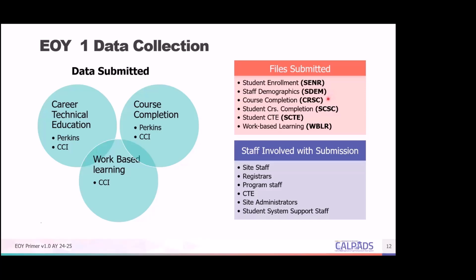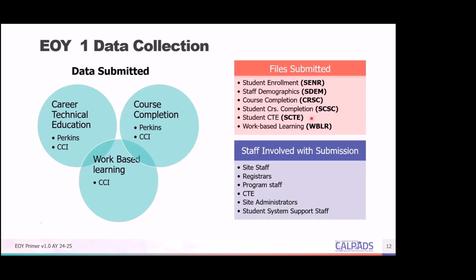We then have the course section completion records themselves, the CRSC records, and these are needed for every official grading period except for summer school, and college courses are included in the course section submission in end of year one. We next have the student course section completion records. These are used to report student course completion and academic results, as well as CTE participation.